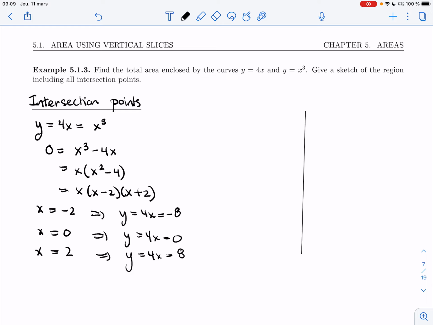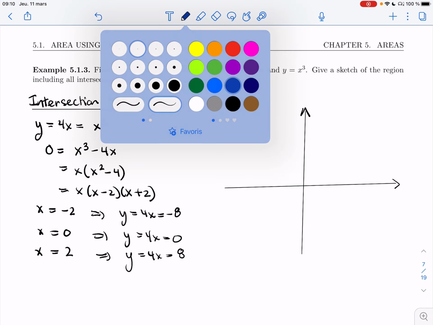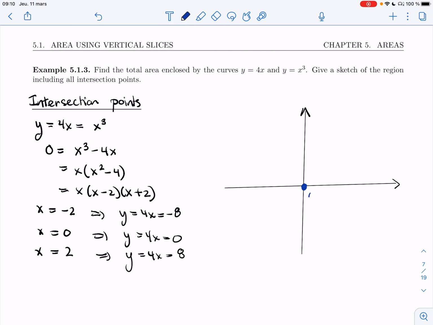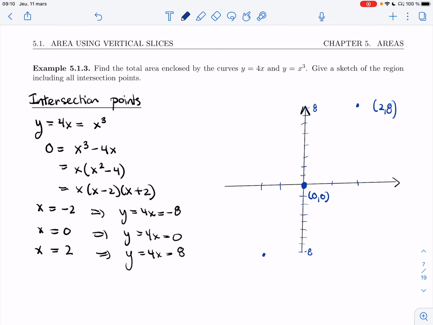All right, so here's what we know so far. We know the curves intersect at 0, 0. 1, 2, 3, 4, 5, 6, 7, 8. And they intersect at 2, 8. And at -2, -8. Right, so my region is going to be somewhere here.